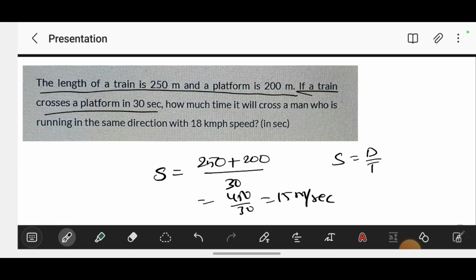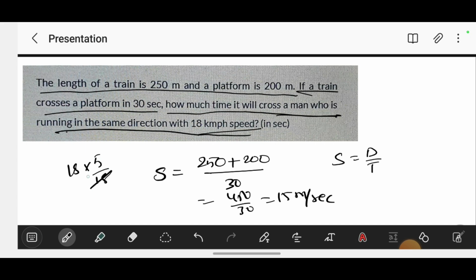And he is asking how much time it will take for the train to cross a man who is running in the same direction with 18 kilometers per hour speed. Firstly, you have to change this 18 kilometers per hour into meters per second. So 18 into, you have to multiply it with 5 by 18. So 18 and 18 cancel, and 5 meters per second. So 5 meters per second is the speed of the man.